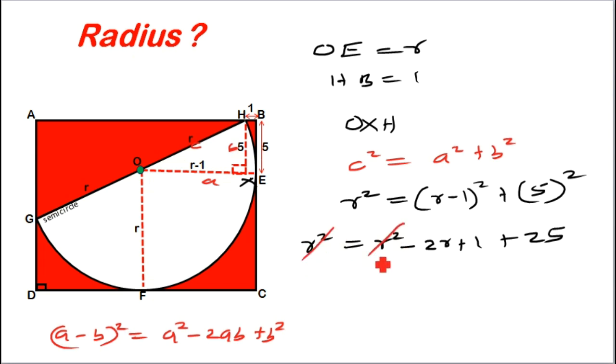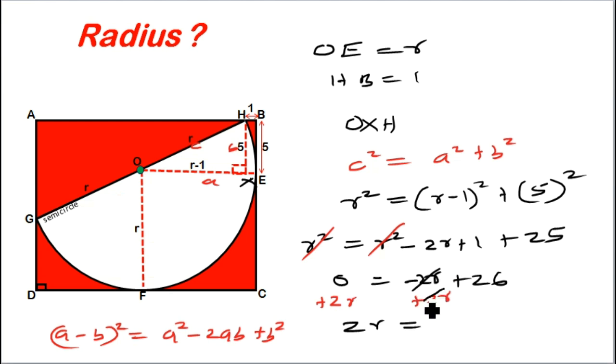Now R squared will cancel with R squared. Then we remain with 0 equals minus 2R plus 1 plus 25, which is plus 26. Negative 2R coming this side, or you simply add 2R on either side of the equation, then you end up with 0 plus 2R is 2R. This cancels with that, equals 26. So for you to get R, you simply divide both sides of the equation by 2. Then you end up with R equals 13.